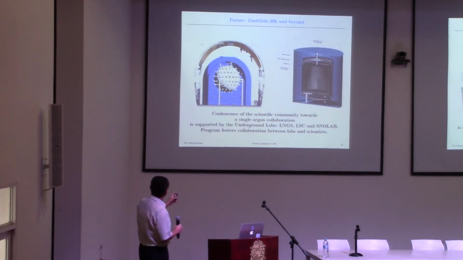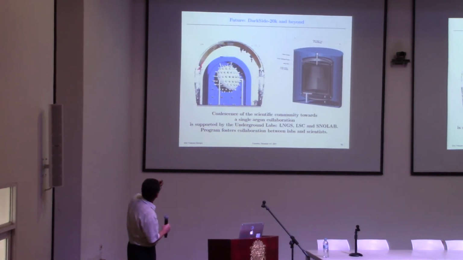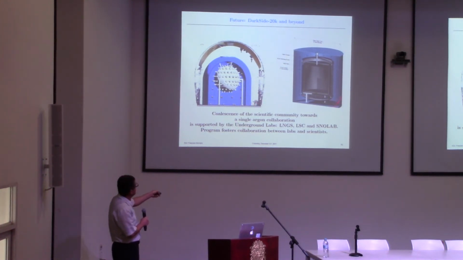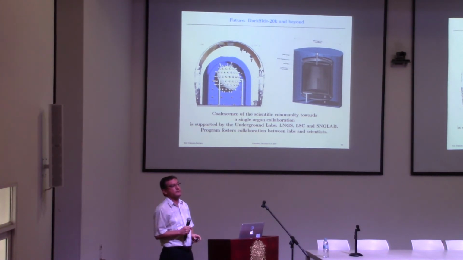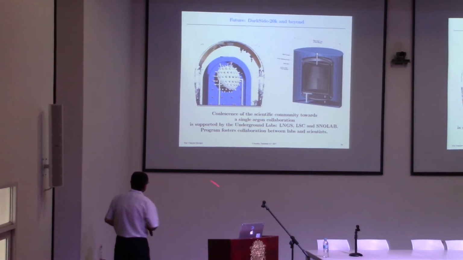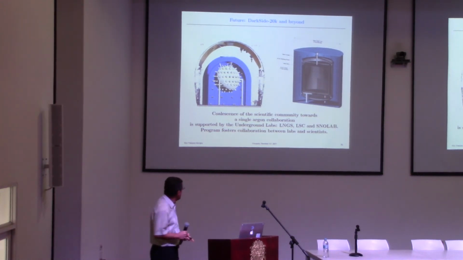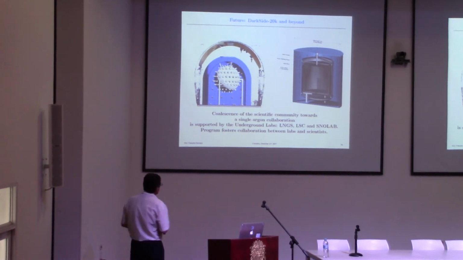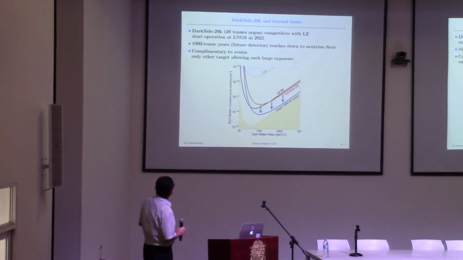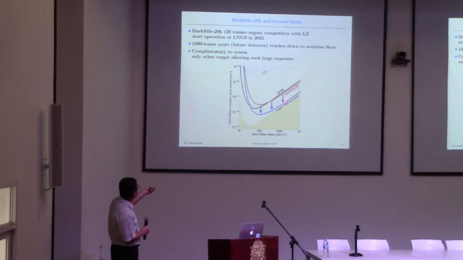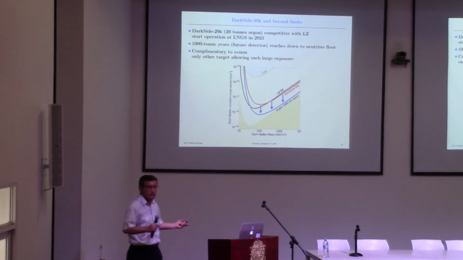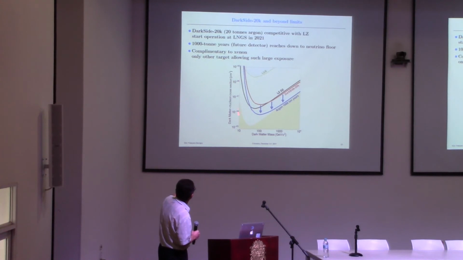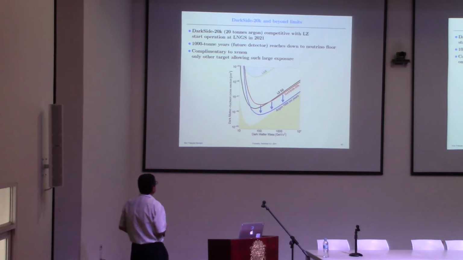And this is a cartoon of DarkSide-20K. This is one person, just to give you an estimate of the size of the detector. You cannot see it, that's one person. And this would be a model for a 150-ton liquid argon detector that we are working on. We are supported by a few underground labs, Gran Sasso and SNOLAB, for example, and this collaboration has been well received. And this is what we could do with DarkSide-20K. We will be at the level of LZ with xenon, and then a multi-ton detector for 1,000 ton-years would place us at the neutrino floor.